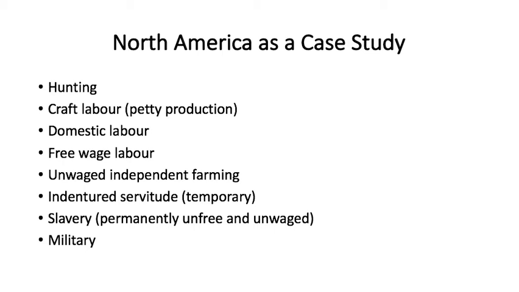There's domestic labor, which is people that worked as domestic servants in households, butlers, maids, that kind of thing. There's free wage labor, which is obvious, somebody who works for a wage. There's also unwaged independent farming. A lot of this is like the yeoman upcountry farmers that we looked at in the American Revolution. These are farmers who own their own land but exist outside the market, which is why they're unwaged. They produce a kind of subsistence lifestyle. Maybe they sell some of their crop, but not really.